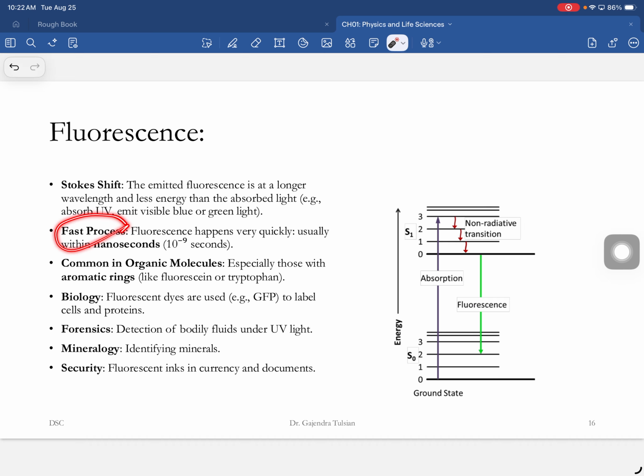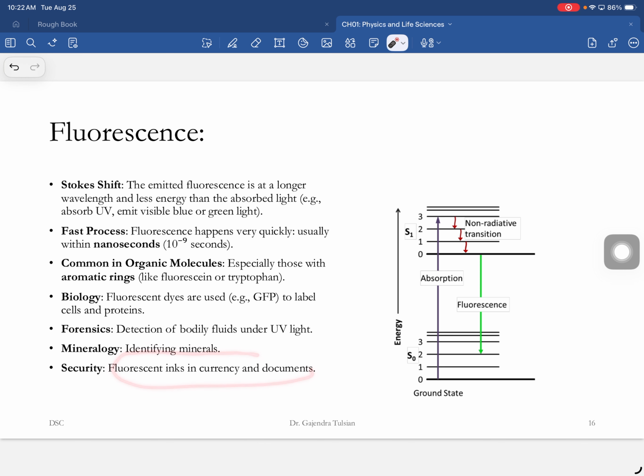Okay. So it's a very fast process, common in organic molecules. Many organic molecules are fluorescent. So you can shine high energy radiation on them, and they will fluoresce. So you can use this technique to identify minerals.